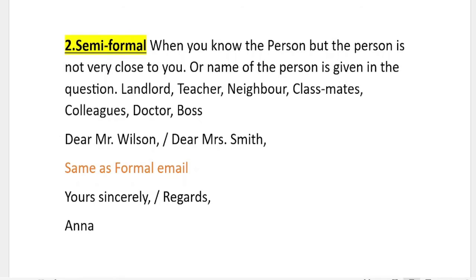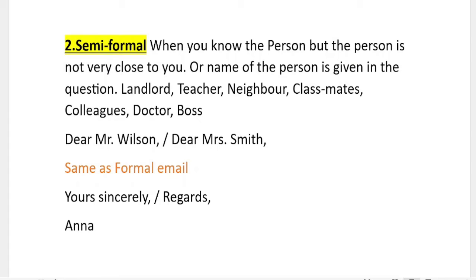Okay, and how do we start it? We'll start with dear, like dear Mr. Wilson, dear Mrs. Smith, any name you can write, but make sure if they have given some name in the question, generally they give a name in the PTE Core email. So make sure you check the name. If they have given a name, you must write the same name, otherwise you can write any name of your own. And then the body paragraphs should be the same as the formal email, and in the end you should write yours sincerely or regards and your name.